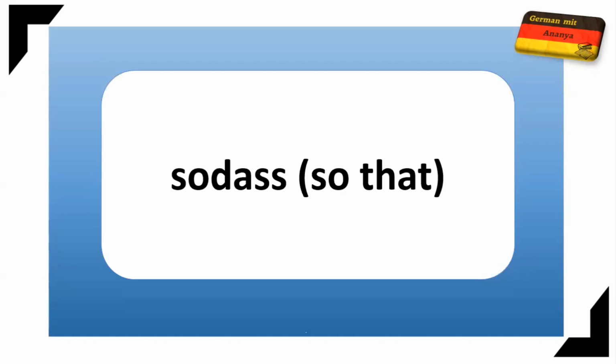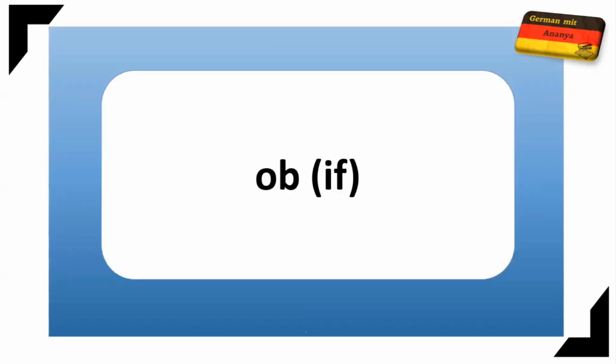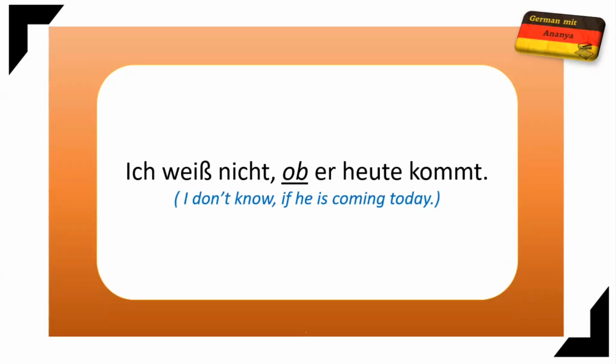Next is so dass, which means so that. Ich bin so müde, dass ich nicht arbeiten kann. I am so tired that I can't work. Next, ob, which means if. So, ich weiß nicht, ob er heute kommt. I don't know if he's coming today. So, whenever you want to use if, you have to always use ob, and the verb will be at the end.